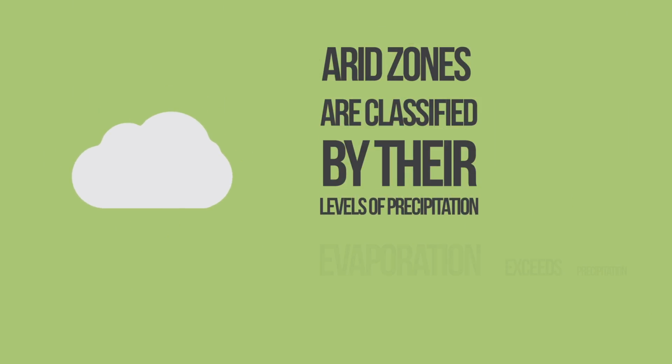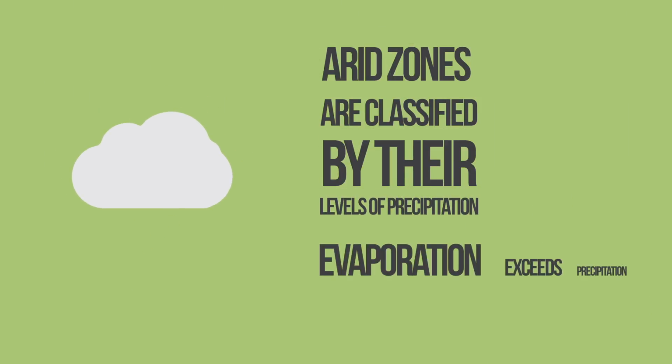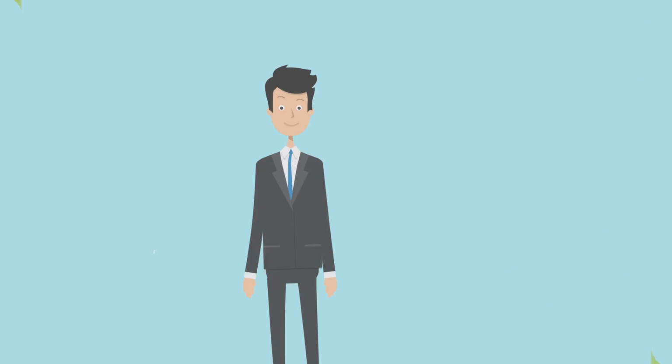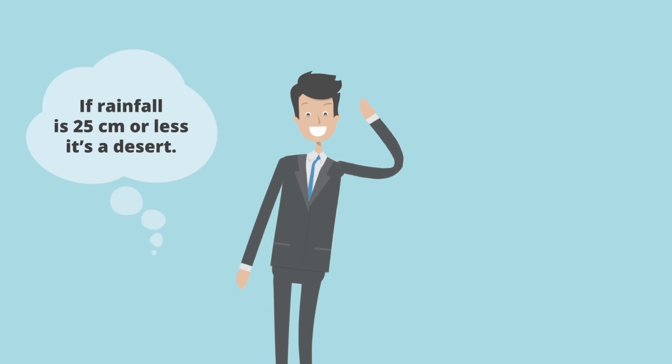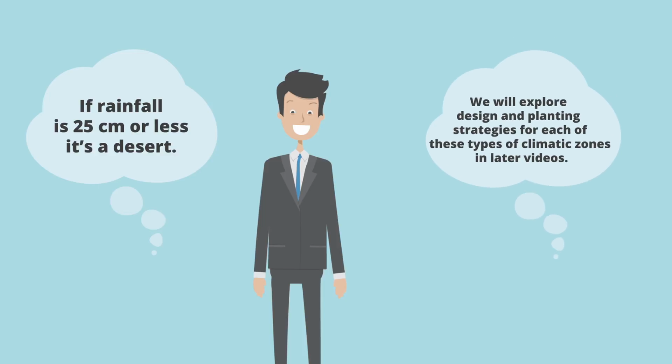Arid zones are classified by their levels of precipitation and include anywhere where evaporation exceeds precipitation. It refers to areas where the mean rainfall is 50 centimeters or less annually. If rainfall is 25 centimeters or less, we call such areas deserts. We will explore design and planning strategies for each of these types of climatic zones in later videos.